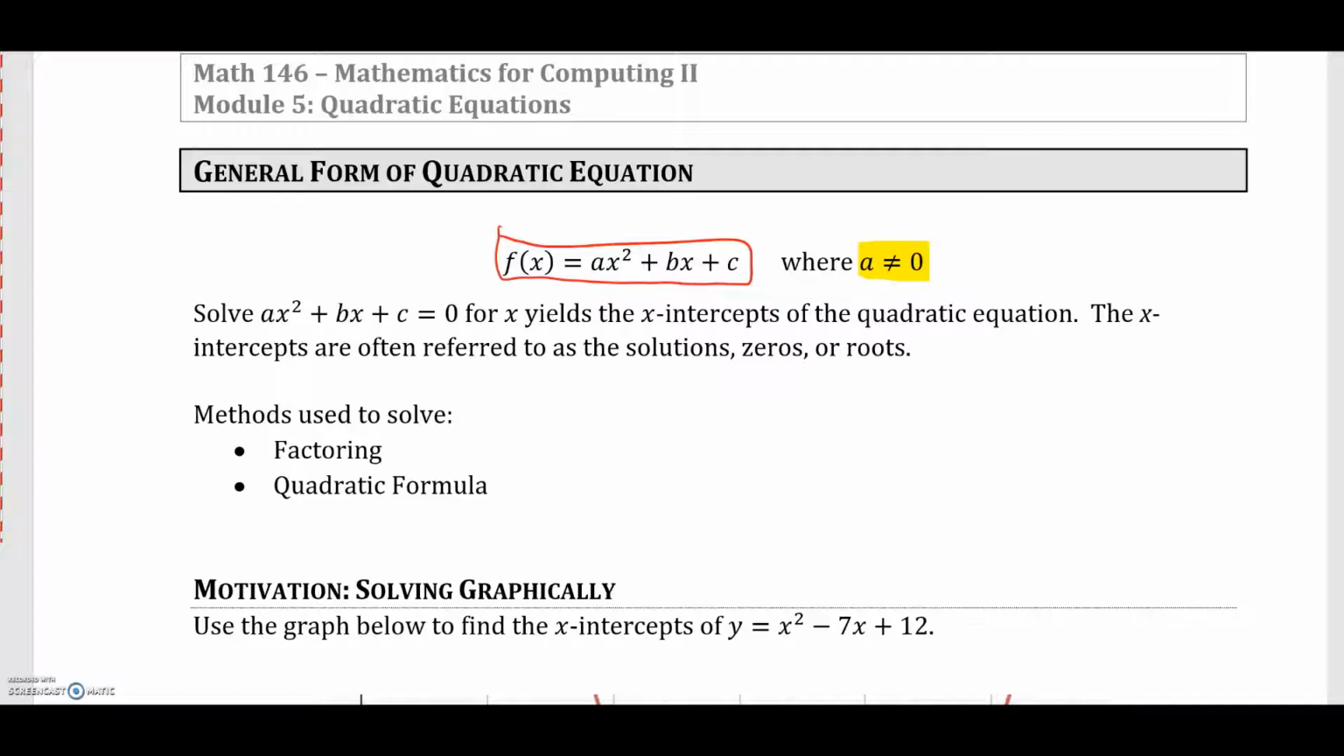The methods we'll be solving quadratic equations with in this course are factoring as well as the quadratic formula. And although we have various methods to solve quadratic equations, it's important to note that the solutions should all be the same if the method is carried out properly.